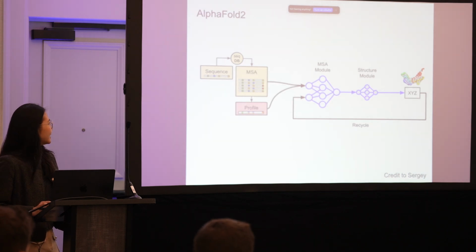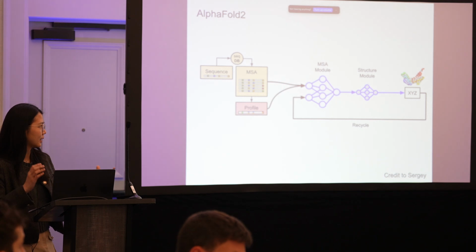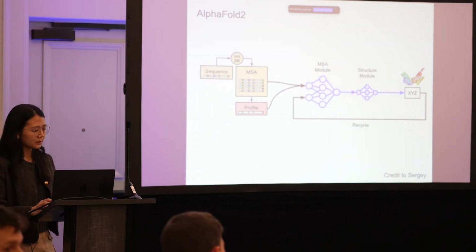Okay, so this is the architecture of the AlphaFold 2 model. It gets a sequence and MSA as an input, and it generates a profile and inputs it into the MSA module, which is the Evoformer of AlphaFold. Through the structure module and multiple recycling steps, it refines the structure more and more, and finally it gets a structure with confidence levels.